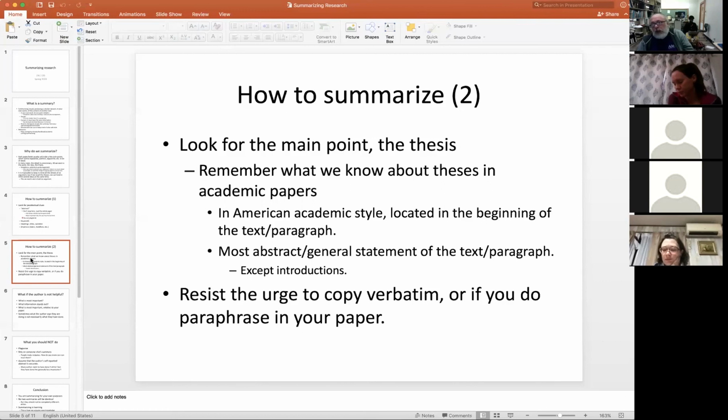Also, if you're struggling to identify the thesis of a paragraph or of a section, look in terms of the most abstract, the most general statement in the text. Most likely that's going to be your thesis. The only exception would be introductory paragraphs where the author is saying, people have done a lot of research in intonation, intonation is a very important topic, and now I'm going to talk about X, right? So that introductory part, of course, is more general, but it's not really the paper. It's just a little bit of blah, blah that the author is putting there to introduce the paper, right? So it's not that important.